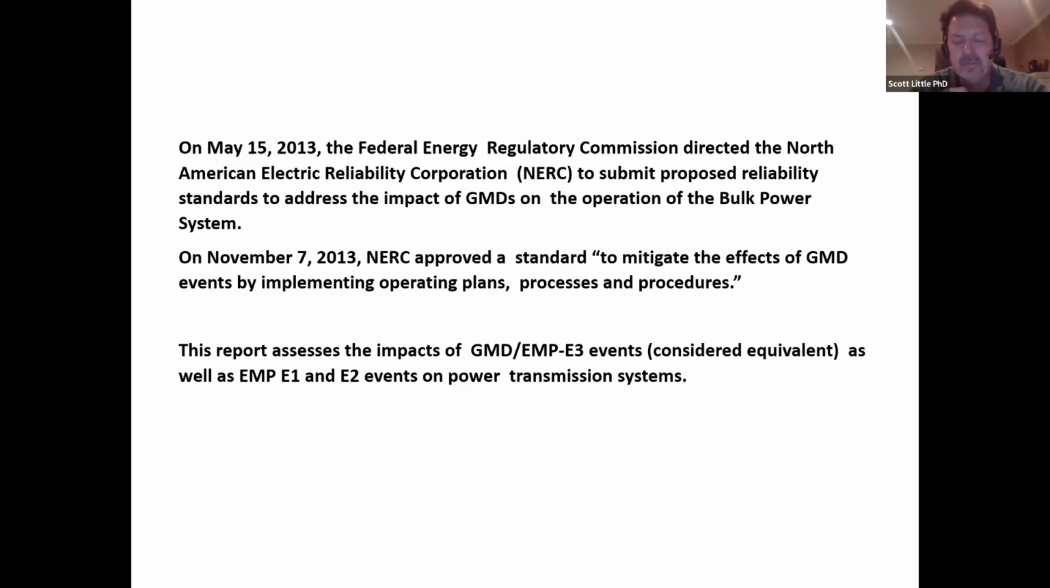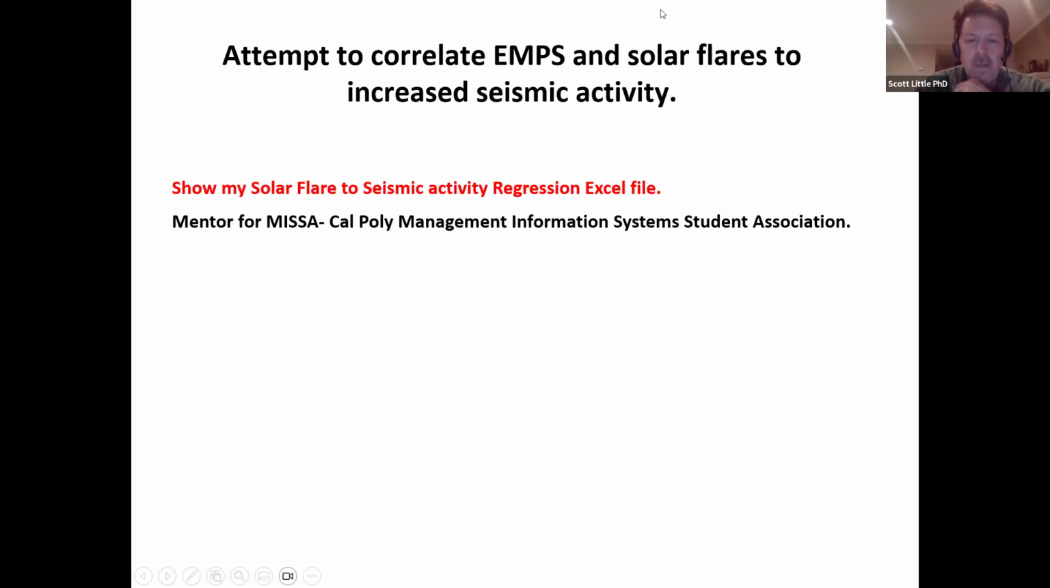They're just calling it a geomagnetic disturbance, actually, I'm sorry, that's what it stands for. Geomagnetic disturbance, but it's basically the same thing as an EMP. And NERC approved a standard to mitigate the effects of these by implementing plans, processes, and procedures. It primarily talks about E1 and E2 events on power transmission systems, but they really look at E3 because they can look at the long-term effects it would have, especially on underground cables.